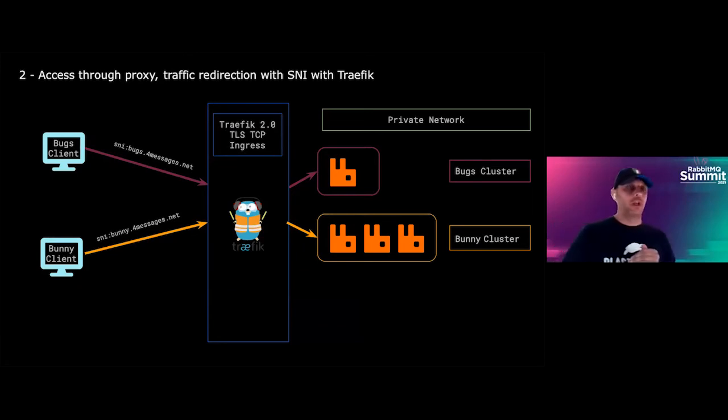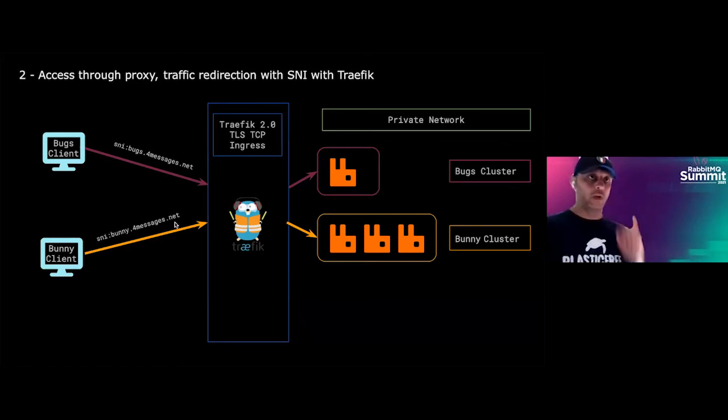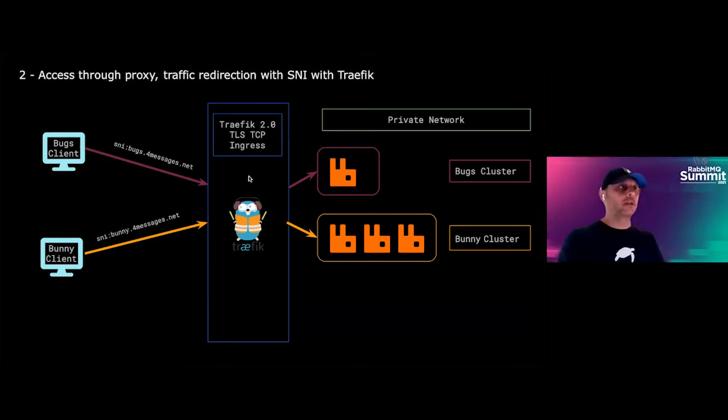So let's see. This is another solution. The Bunny clients will be connected to the ingress, that is the Traefik 2.0, which allows the TLS TCP ingress, starting only from 2.0. And the second one, the Bunny client, uses the SNI bunny.formessages.net, that is the domain that we are going to use. And then Traefik will redirect the traffic internally to Bugs or to Bunny.